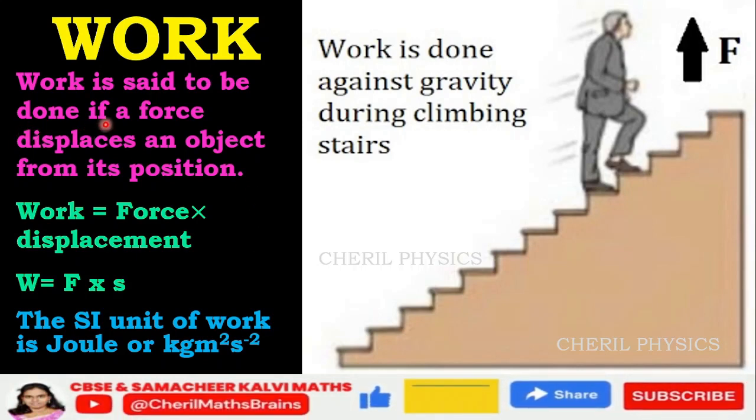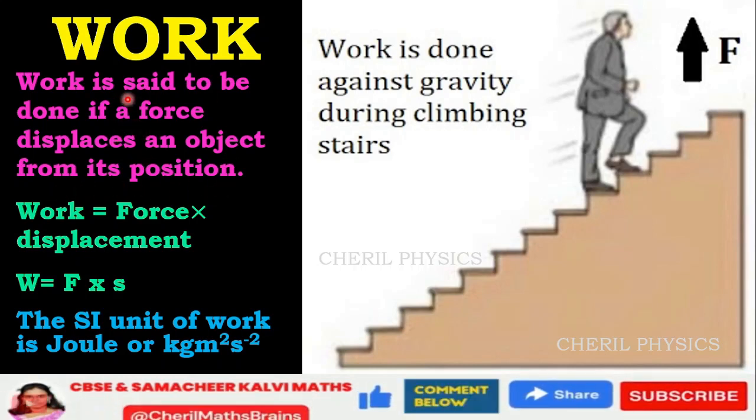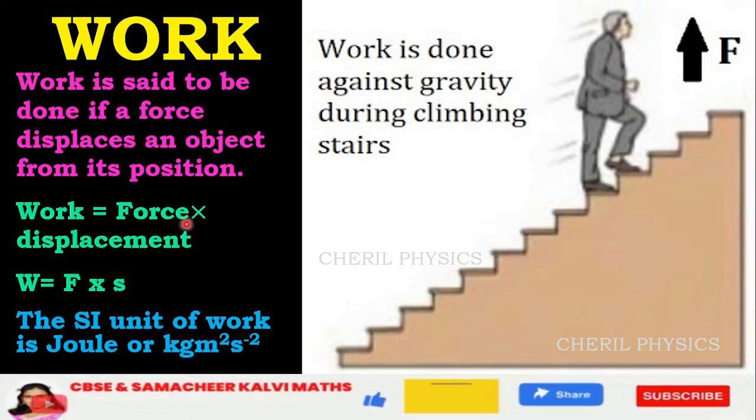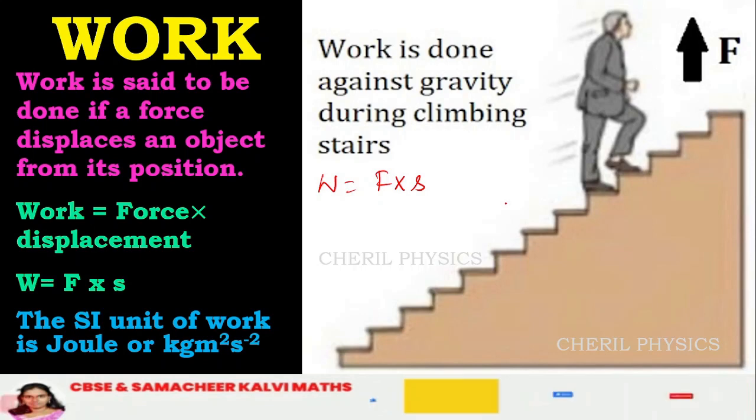Work is said to be done if a force displaces an object from its position. So we need a force and we need the object to be displaced. We can write the formula of work as force into displacement. This is the formula of work, and we can write it as F into S. Is it clear, children? So we can write W is equal to F into S.